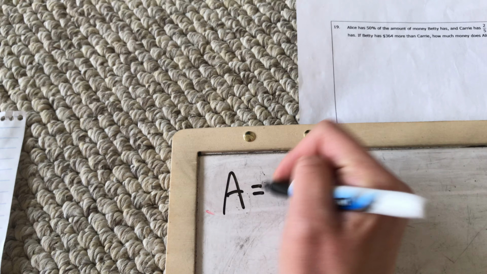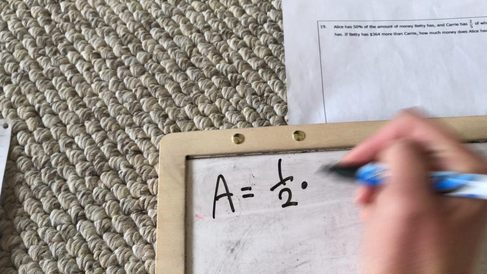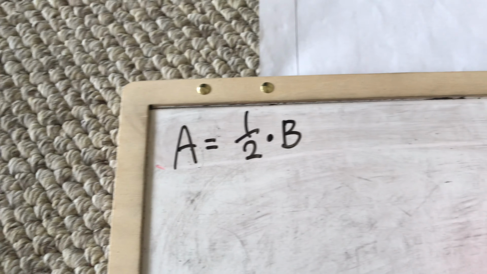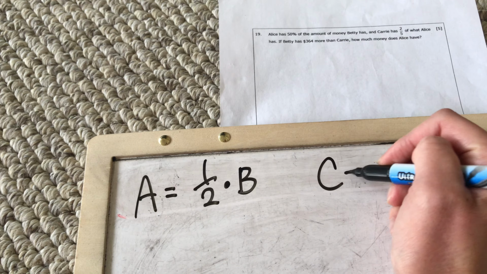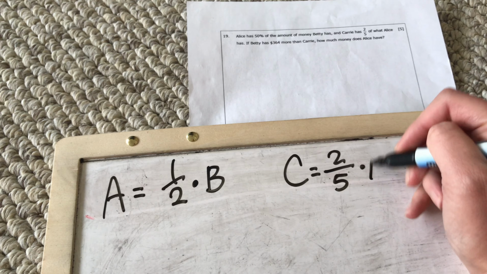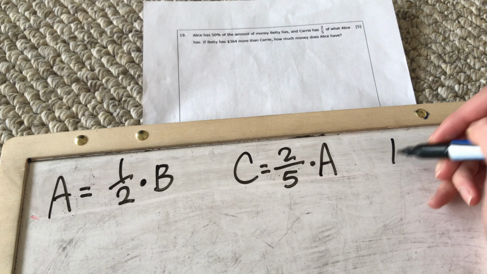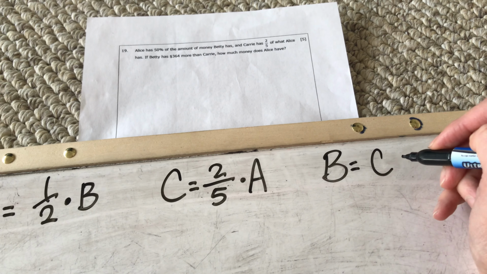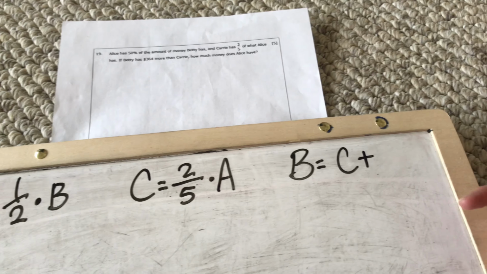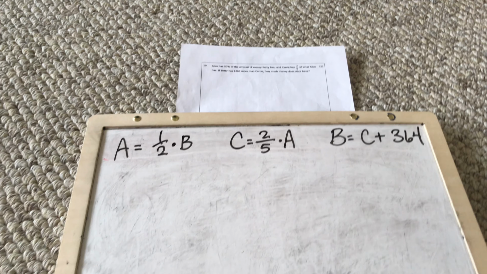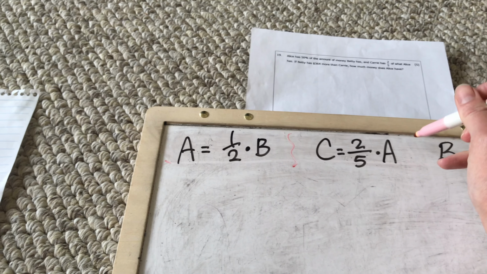So it says Alice has 50% of Betty. So we know Alice, A, is half of Betty. We also know that Carrie has 2/5 of Alice. And then we know that Betty equals $364 more than Carrie. So I usually like to write out all our information. This is what we're dealing with, okay?